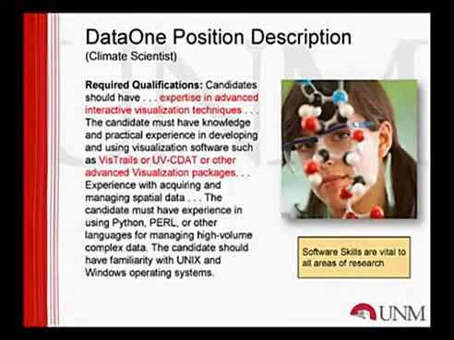Here, for example, is a job posting for a climate scientist position with the DataOne data repository project. DataOne is an international data repository that houses climate and environmental data sets from around the world. DataOne is also headquartered here at the University of New Mexico. But this position description clearly indicates in red that researchers in this, as well as nearly any other research field, are nowadays required to have highly specialized software skills and experience.